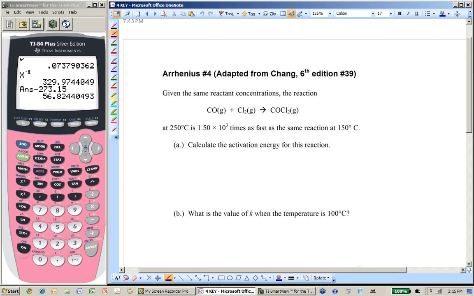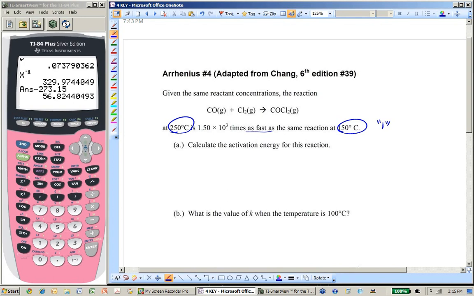All right, now these kinds of questions are asked by AP a lot. Something is as fast as, those sorts of things, which is going to force you to assign a value of 1 to somebody. So since this is a higher temperature than this, I would say that 1 is assigned to the 150 situation in degrees Celsius, and the 1.5 times 10 to the 3 times as fast as then is your multiplier.